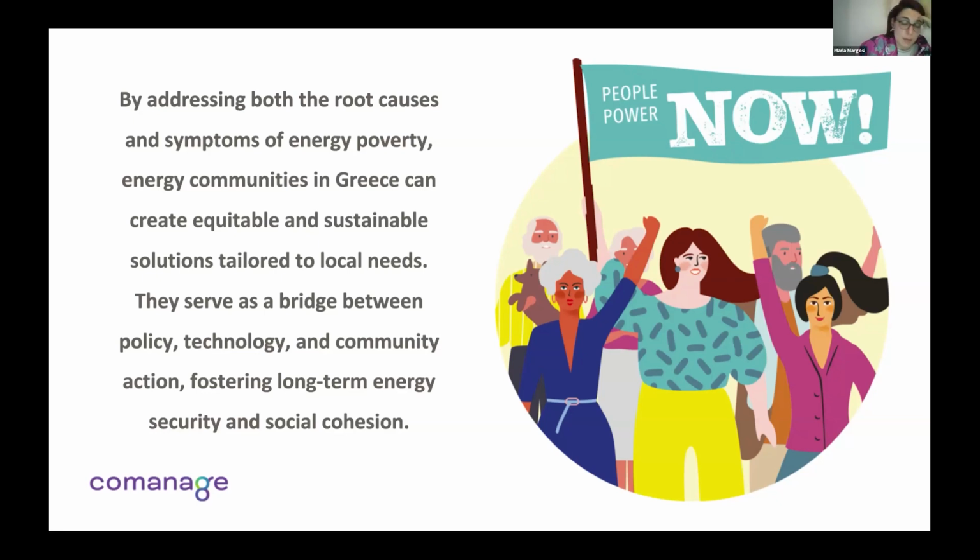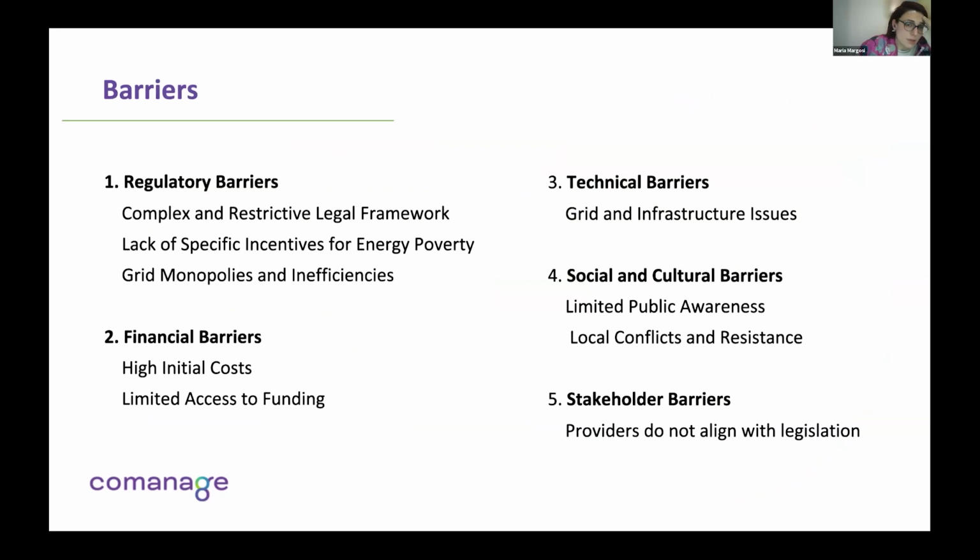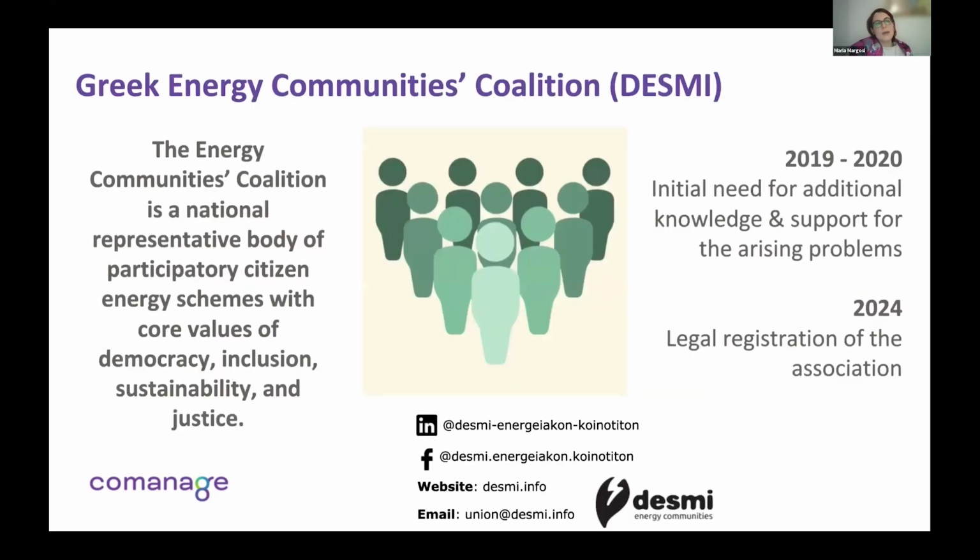However, we face several barriers in Greece. We have regulatory barriers, financial barriers, social and cultural barriers, and several technical barriers that are also related to the regulatory barriers, because we have very big restrictions on how much of our energy can be provided into the grid from energy communities. So in order to overcome all these barriers, the energy communities of Greece decided to found the Greek Energy Communities Coalition, which is called DESMI. It is a national representative body of participatory citizen energy schemes with core values of democracy, inclusion, sustainability, and justice.